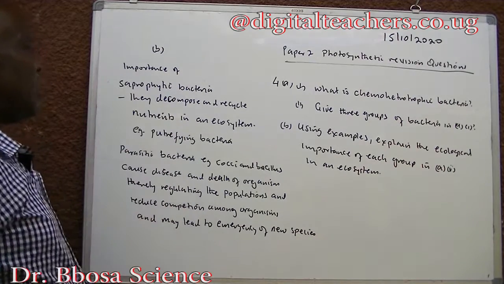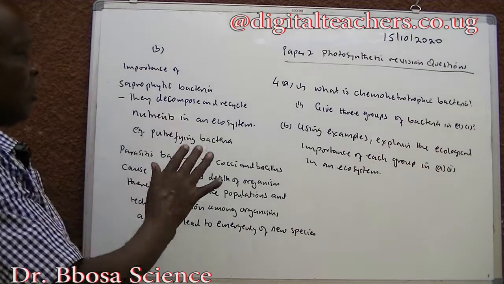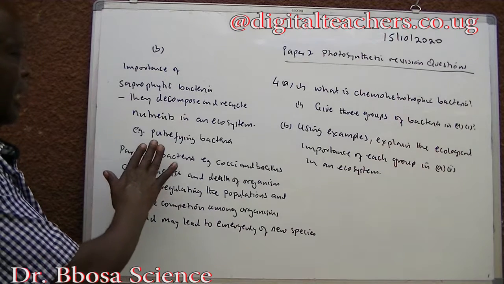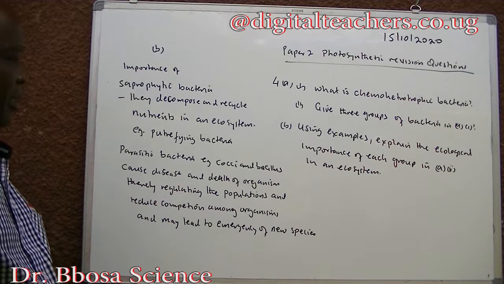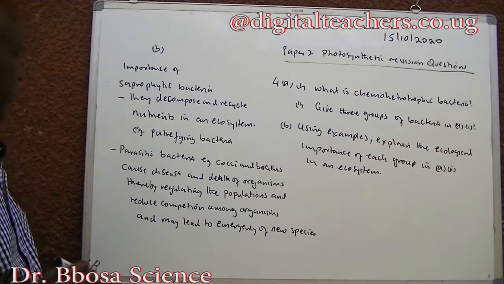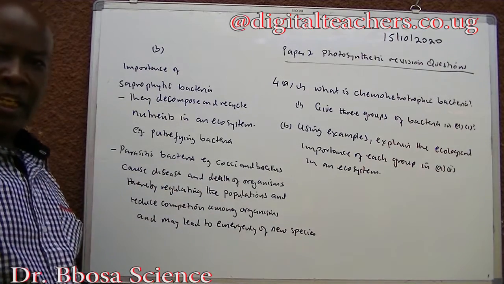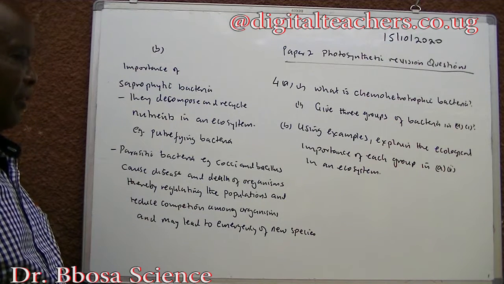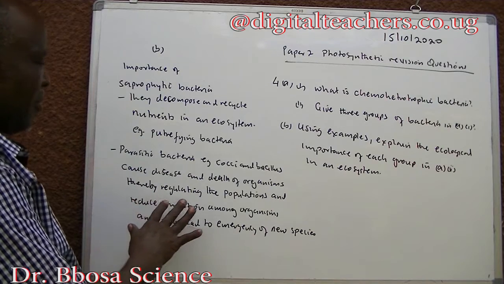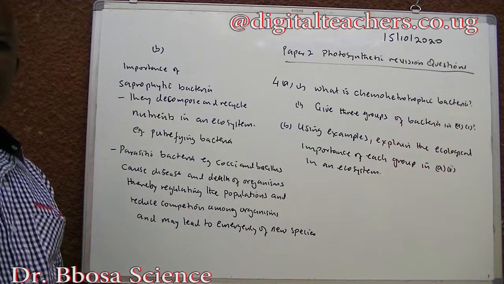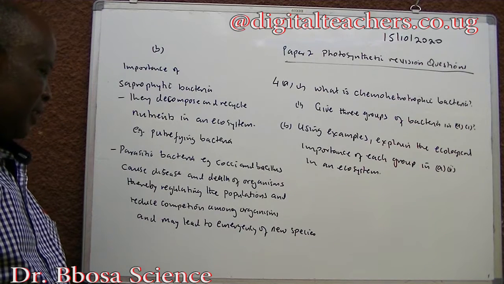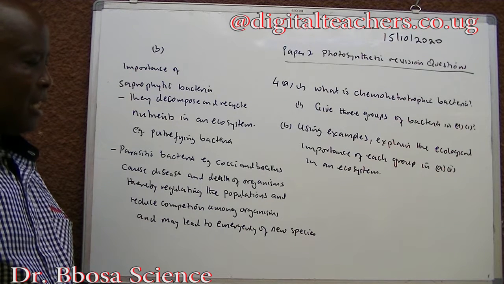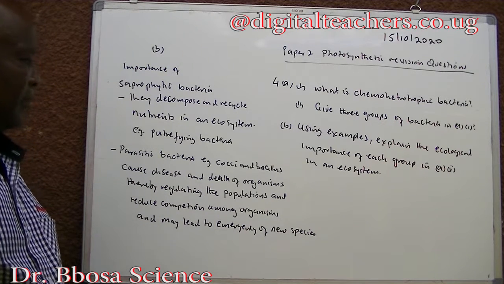So we look at the importance of saprophytic bacteria. They decompose and recycle nutrients in the ecosystem. An example is putrefying bacteria. Parasitic bacteria, for example cocci and bacillus, cause disease and death of organisms, thereby regulating the population and reducing competition among organisms. They may also lead to emergence of resistant new species.